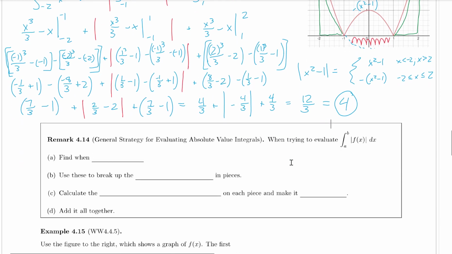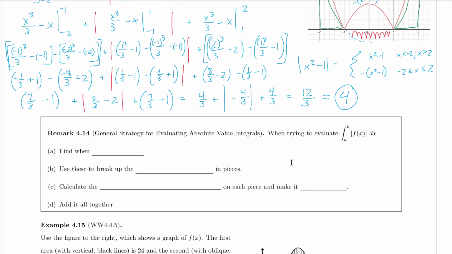And now let's try to write in words a general solution method for what we just did. What we're doing here is we need to figure out where f of x is equal to 0, and we use that to break up the interval into pieces. In the last example, we took our interval, which was from -2 to +2, and we broke it up at each one of the zeros at -1 and +1, so we had 3 different integrals.